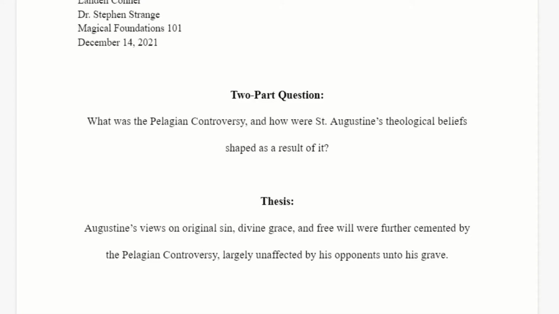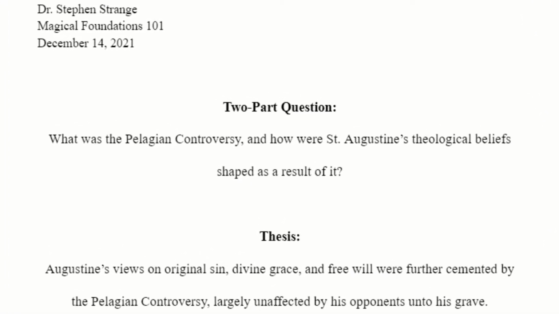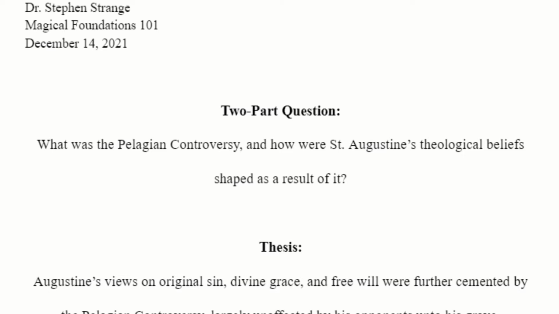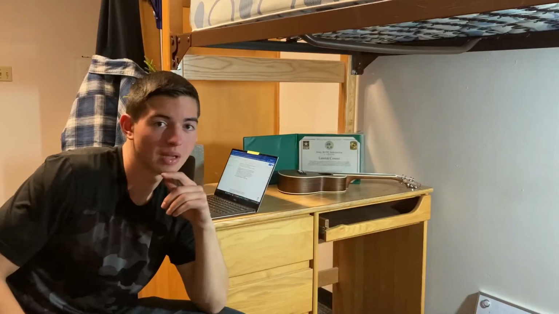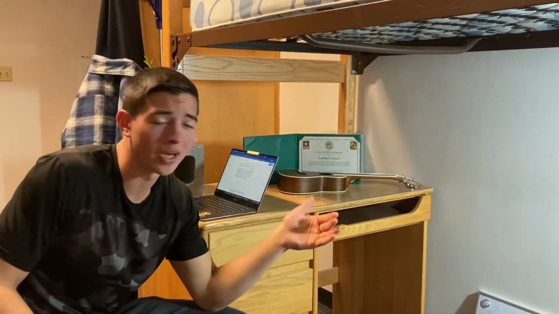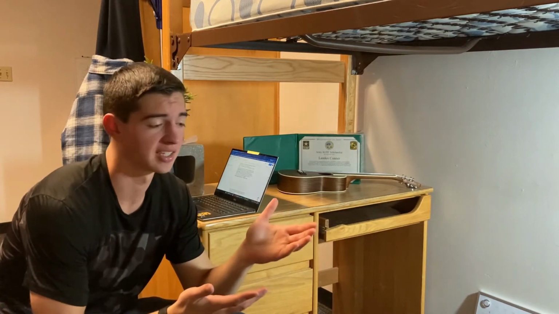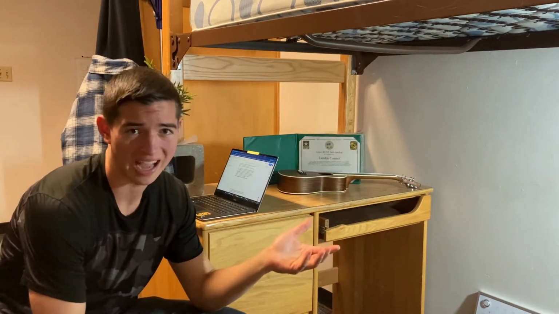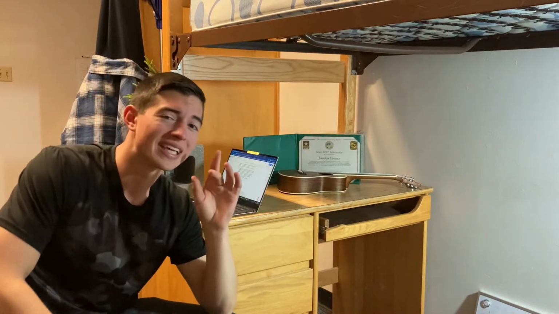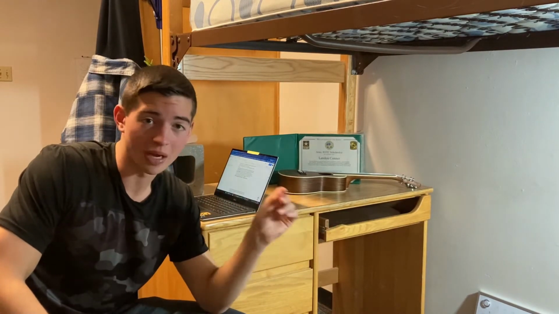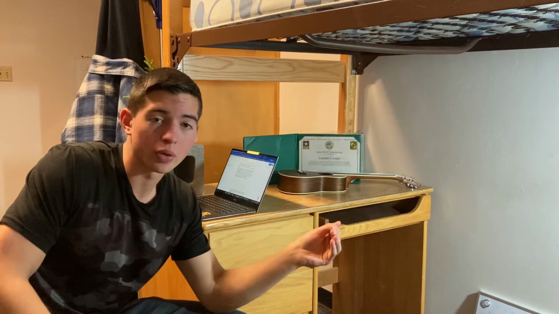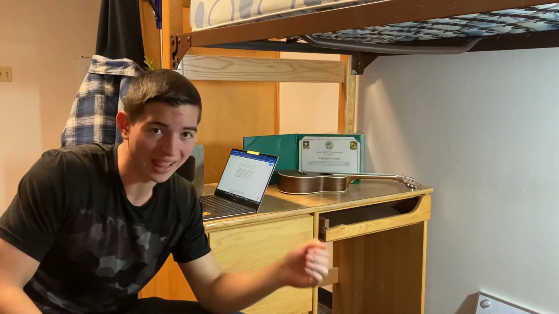Returning to my essay, my question is 2-part. What was the Pelagian controversy, and how were St. Augustine's theological beliefs shaped as a result of it? I could have just described what transpired during the debate and listed Augustine's actions during it. But that paper would have lacked a thesis. So instead, I answered my 2-part question with the research I gathered to support my claim.